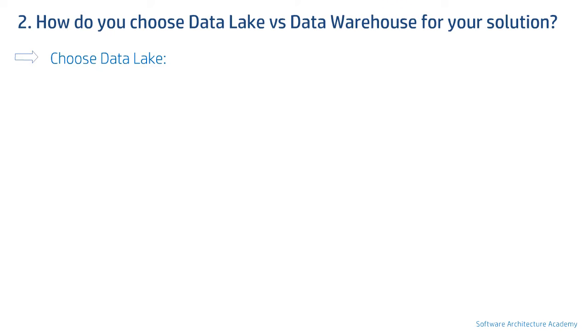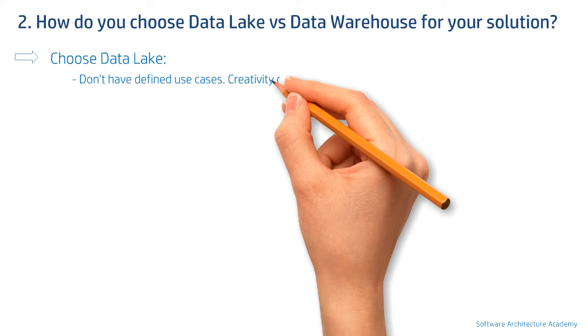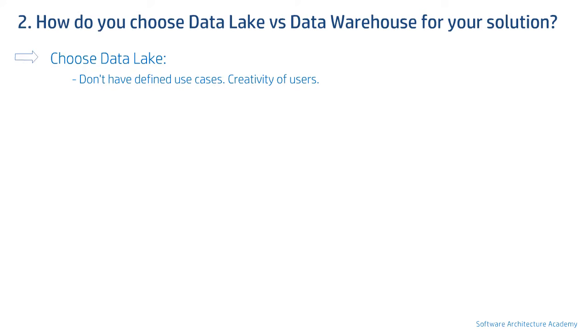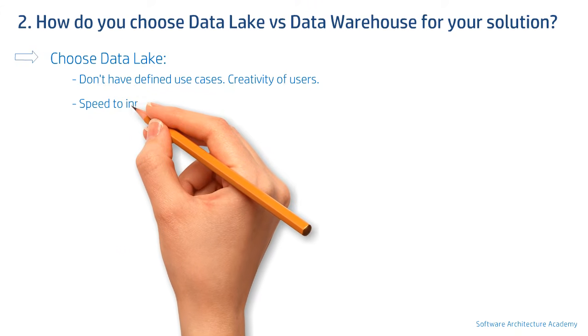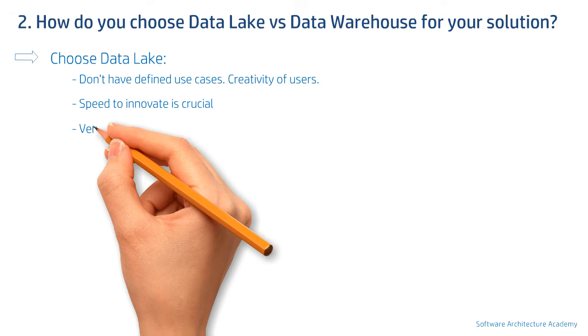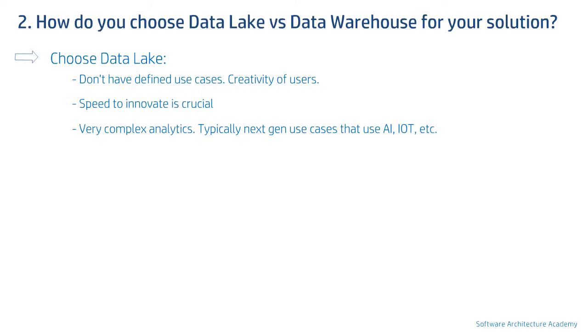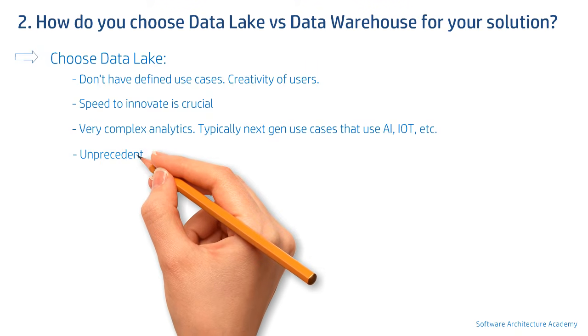So how would I answer this? I would choose a data lake in the following scenarios. When there is no defined use case and the usage basically depends upon the creativity of the user. This means in the truest sense, data is oil, and exploration can lead to more and more value and ROI. Next, for scenarios where speed to innovate is crucial and it can provide you with a competitive advantage. Another scenario is for super complex analytical use cases where a data warehouse might not work. These are typically next-gen use cases based on artificial intelligence or Internet of Things, etc.